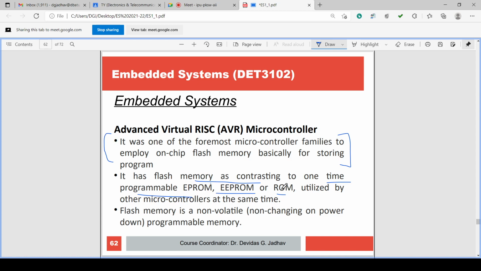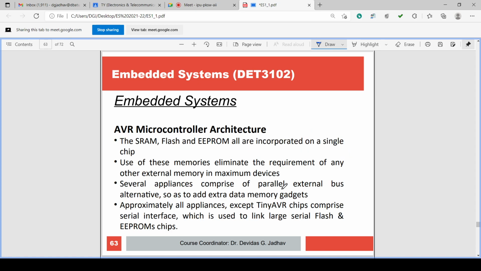Flash memory is in contrast to the EEPROM utilized by other microcontrollers at the time. Flash memory is non-volatile, so even when the power is down, the data remains intact. It is non-volatile programmable memory. So the Advanced Virtual RISC, that is the AVR microcontroller, has flash memory.